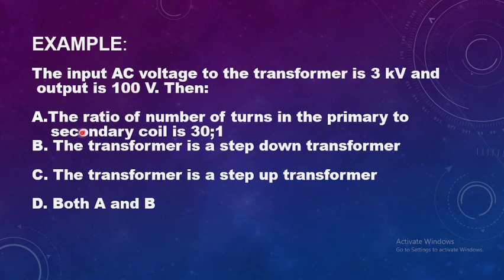So the input AC voltage to the transformer is 3 kilovolts and the output is 100 volts. Then A, the ratio of the number of turns in the primary to the secondary coil is 30 is to 1. B, the transformer is a step-down transformer. C, the transformer is a step-up transformer. D, both A and B. So what is your answer?